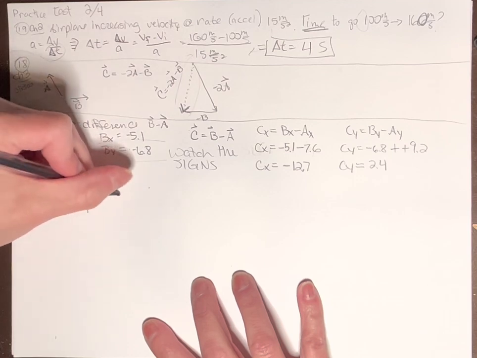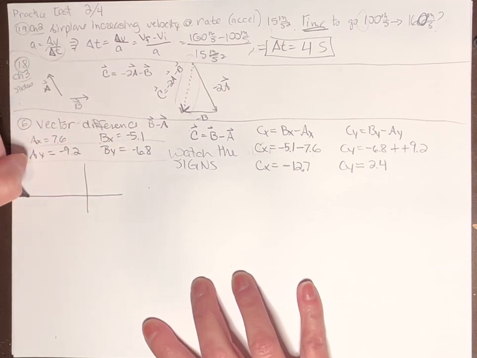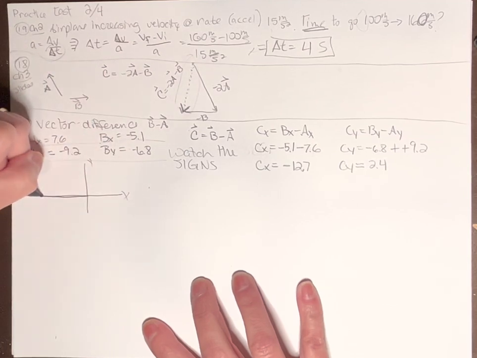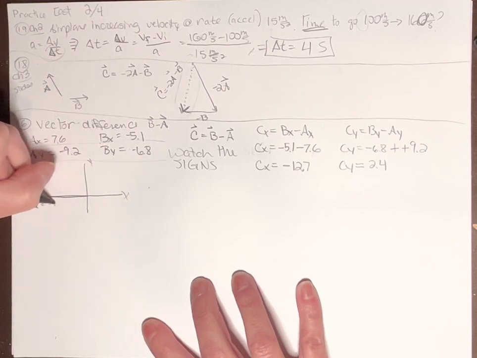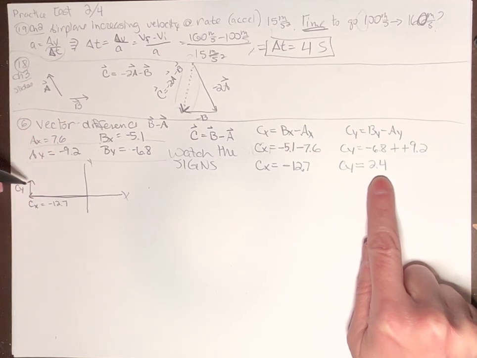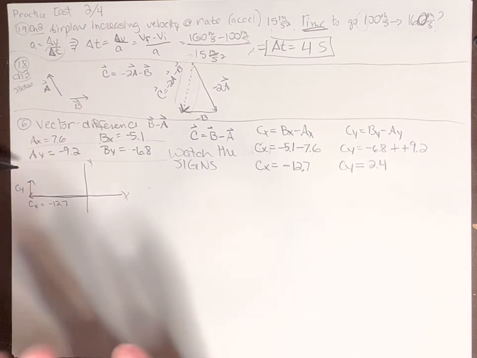The problem says, I'd like to know the resultant vector. But let's actually draw it out. If this is an xy axis, so this c sub x is right here. That is negative 12.7. So c sub y is very small. So let's say that's right there. C sub y is right there. That's 2.4 positive. It's a negative x, positive y, yes.